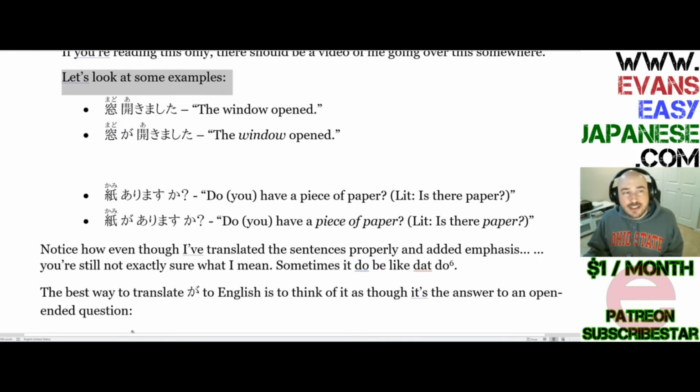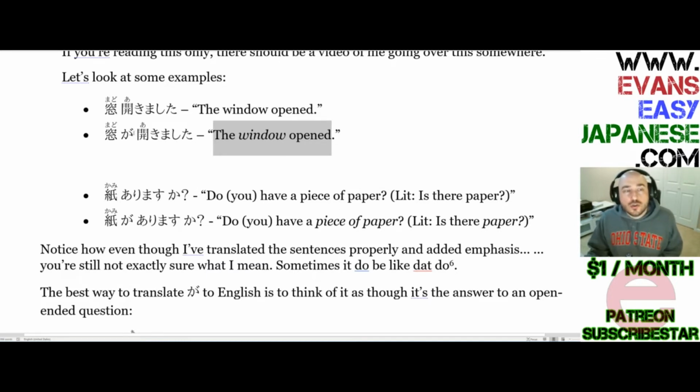So, for example, if we just have mado akimashita, that would just mean the window opened. Mashita is past tense. Mado is the thing that opened. Remember, akimasu is an intransitive verb, thus there's no acting upon another object. If we add a ga, we're putting focus on the idea that it's a window that opened. It's almost like it's the answer to a question, what opened? And you're saying, mado ga akimashita. The window is what opened.